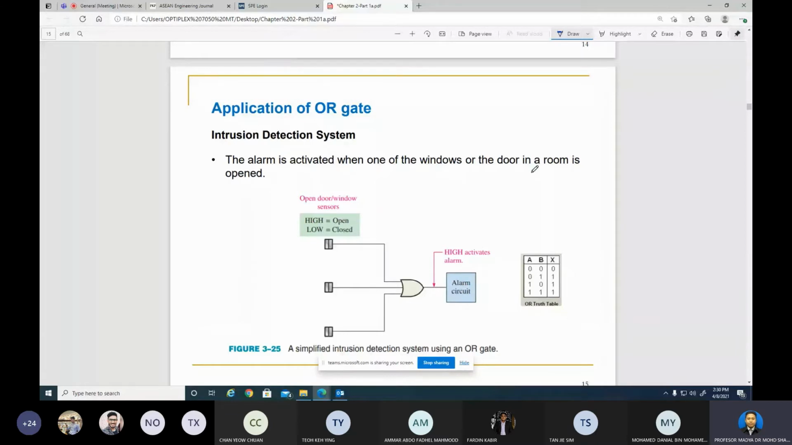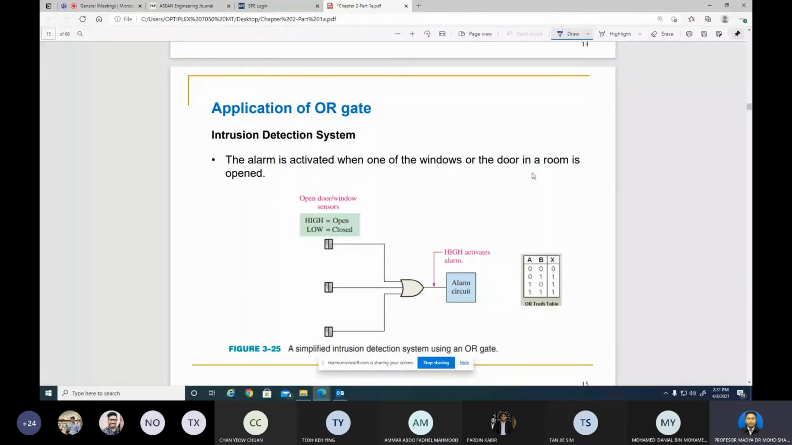So for example, for the application of the OR gate, we have an alarm system that activates when one of the windows or doors in the room is opening. That means either one will be triggered, or will be true. So the alarm will be activated by either one. That means we can use the OR gate. Either one active, so the alarm will be active. So that's why you can see the truth table.